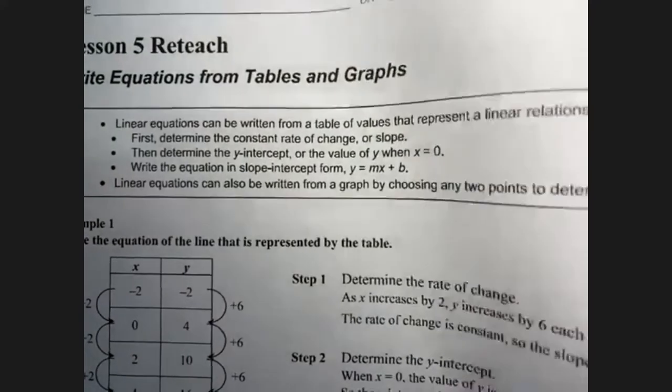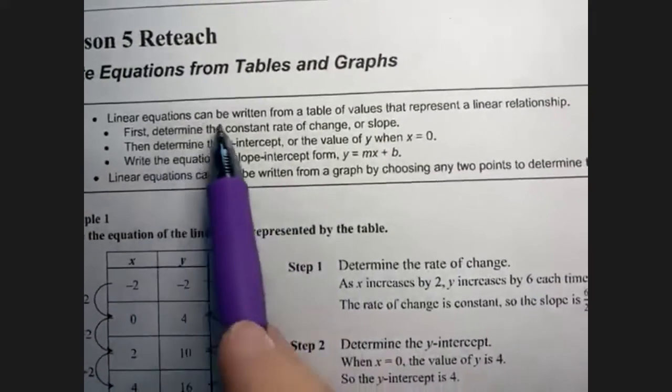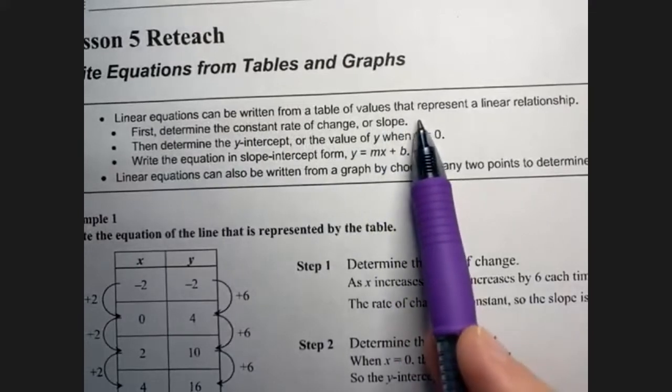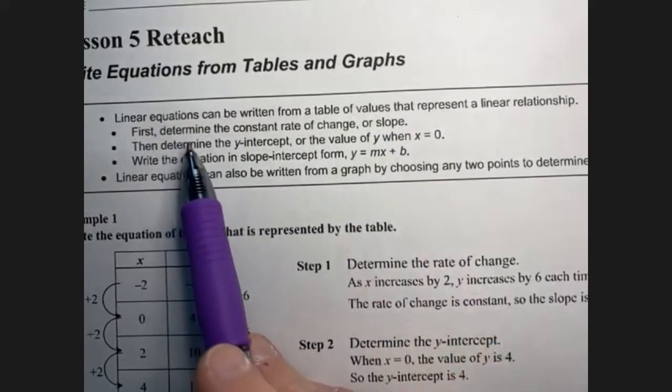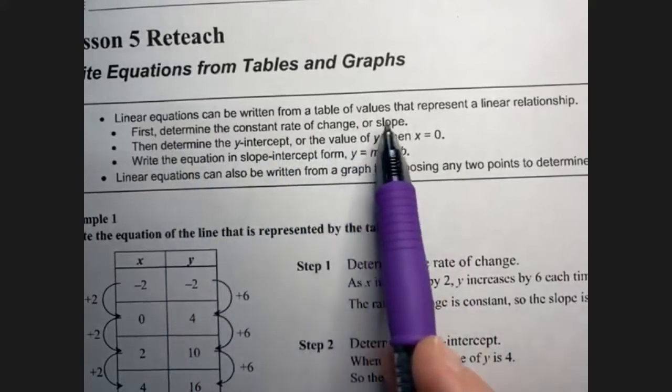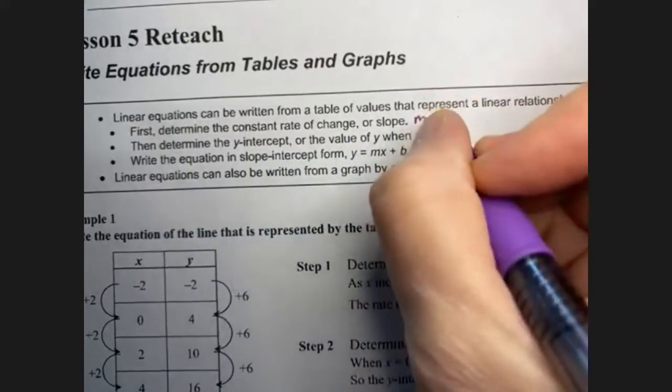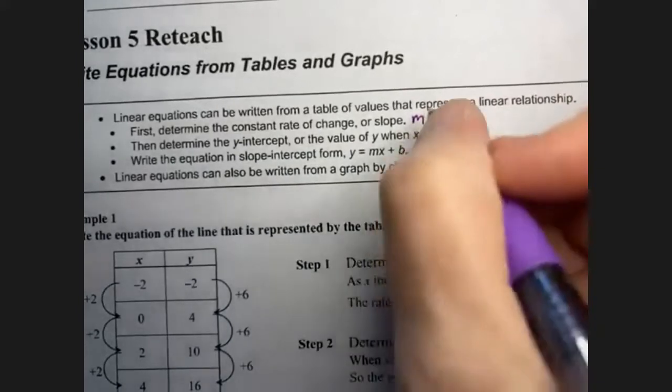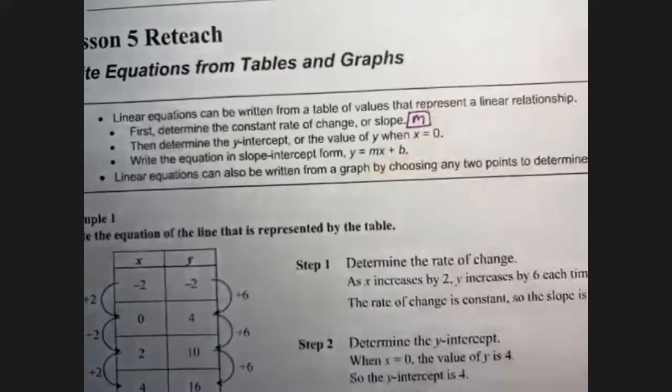And so if you take a look at the black box here, linear equations can be written from tables and graphs. But first, there are some steps. Number one, determine what the constant rate of change or the slope is. So we're going to be finding our m value. So this is really, really important. That's probably the first step.